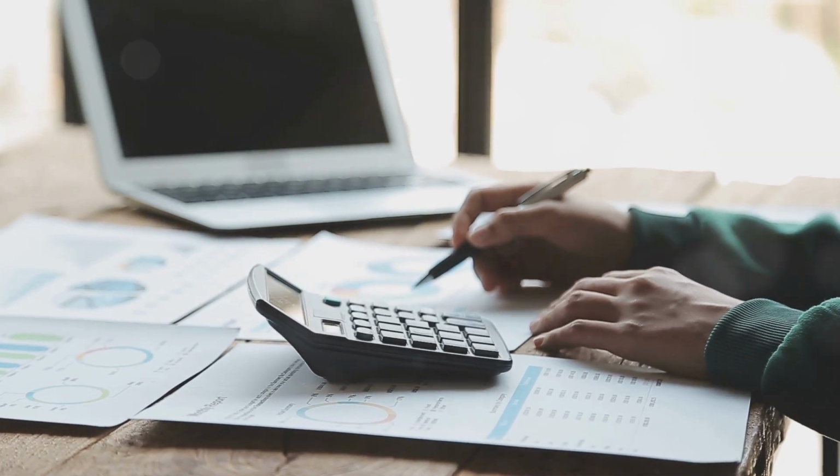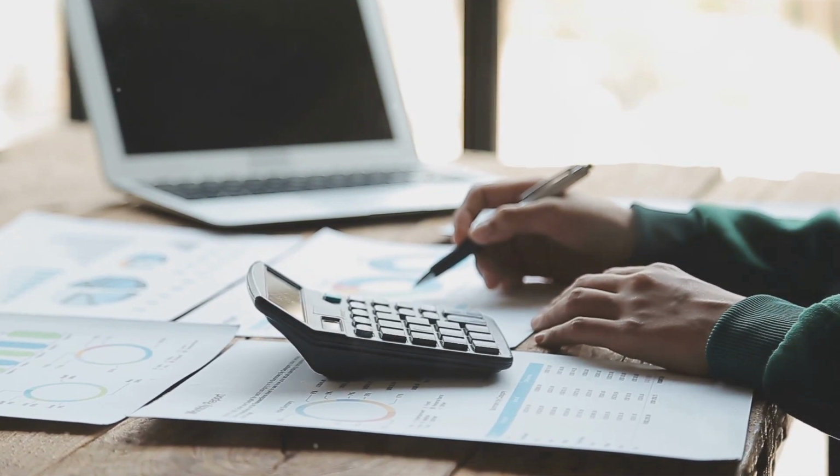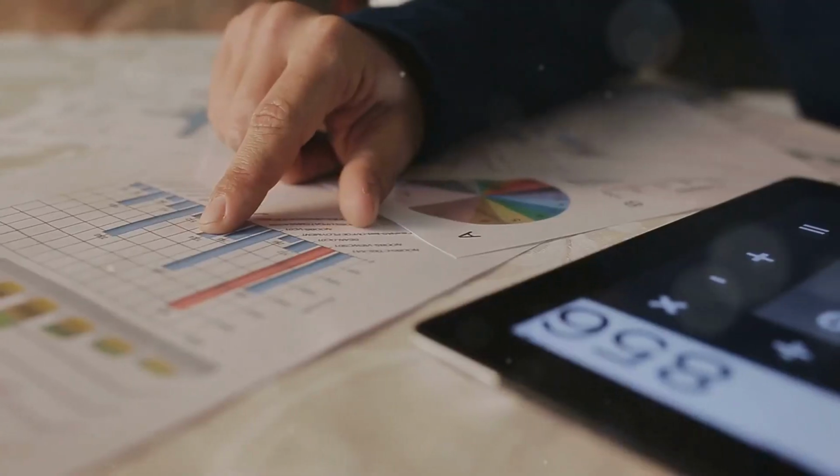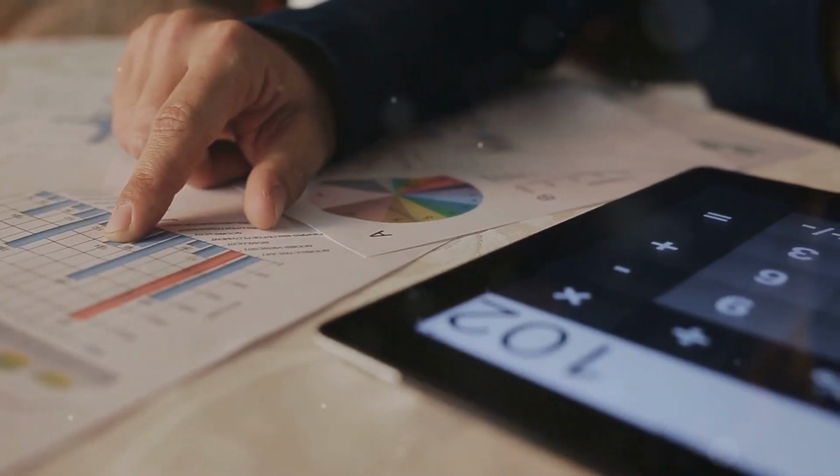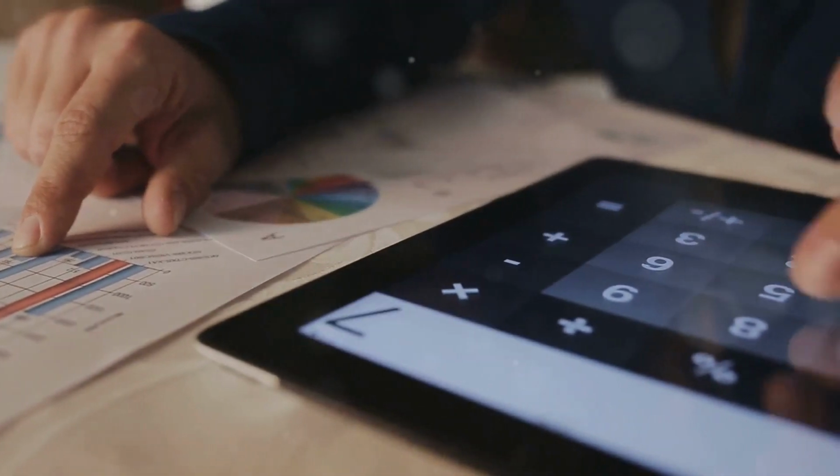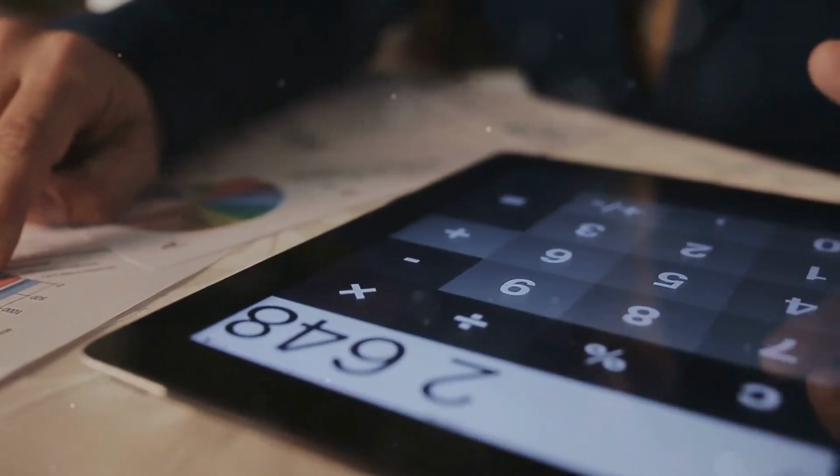Understanding the tax implications of different investments is crucial for effective financial planning. By being aware of how various investment vehicles are taxed, you can optimize your portfolio for after-tax returns.